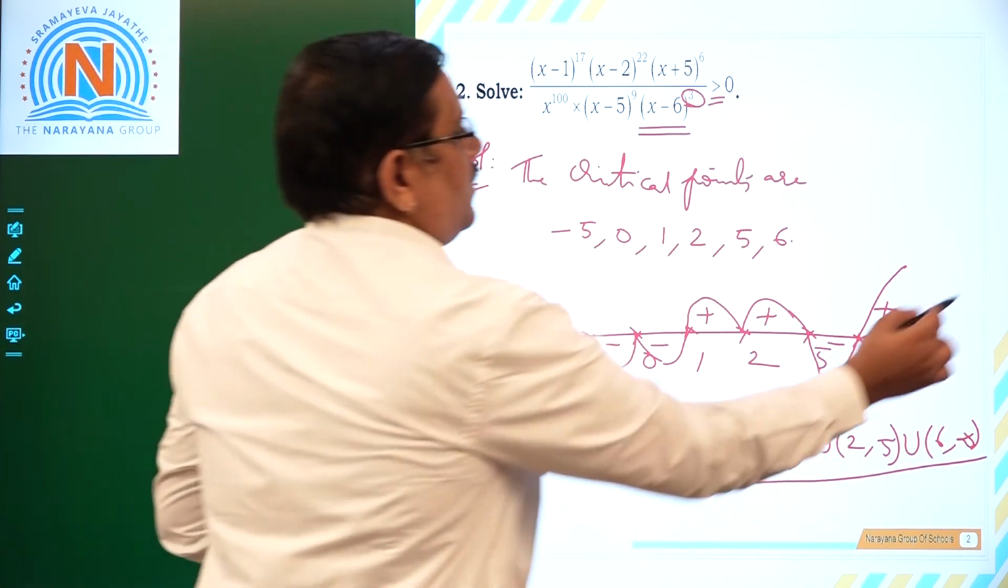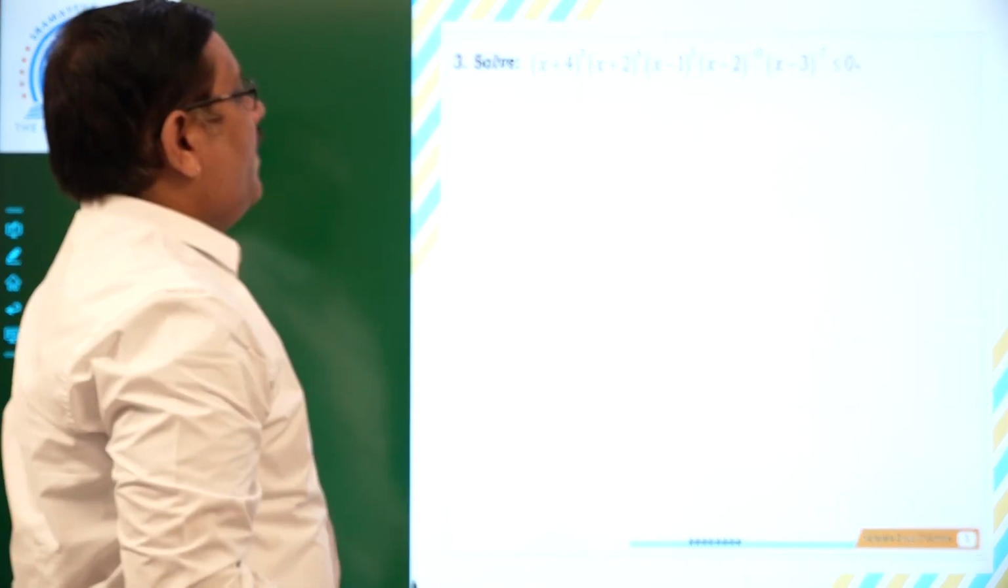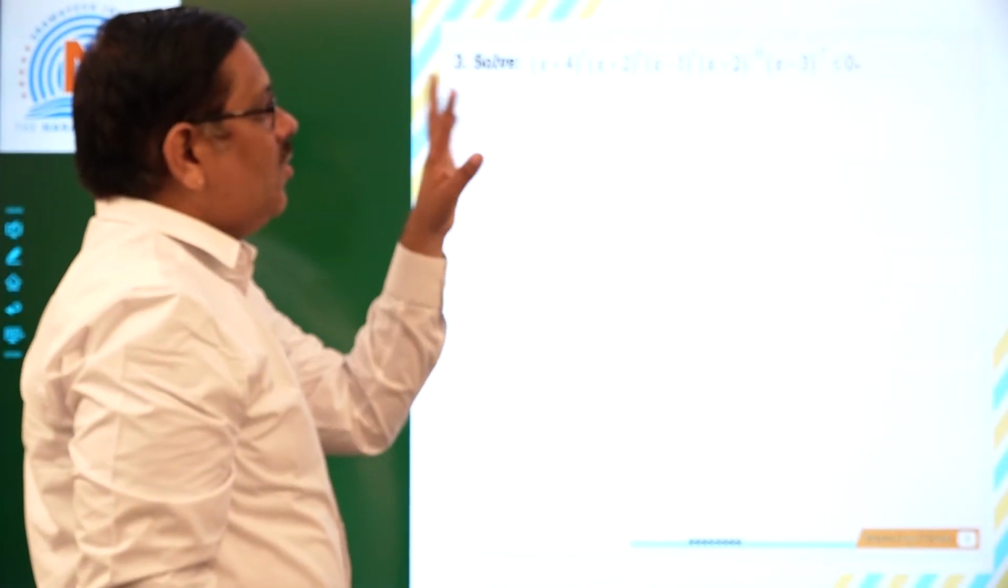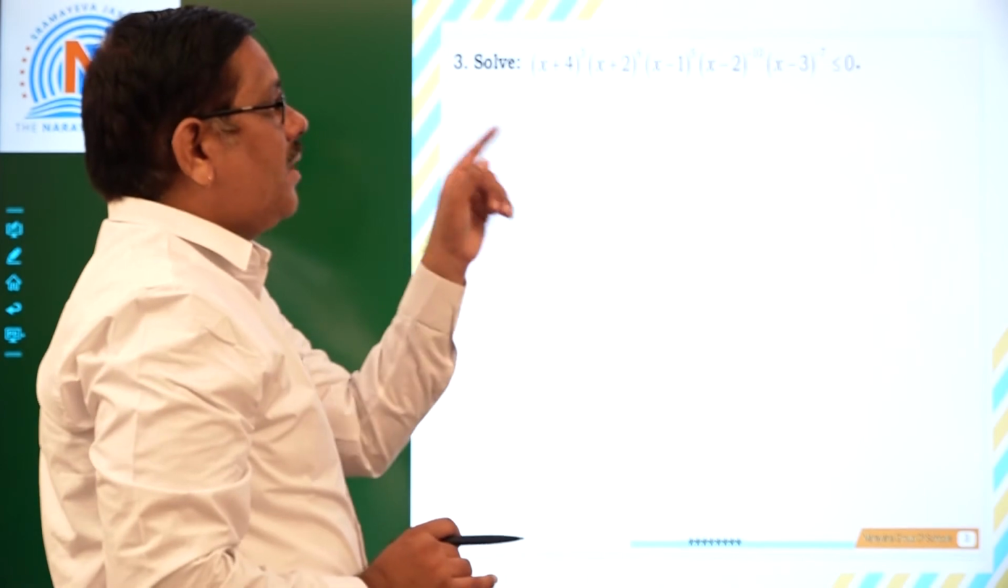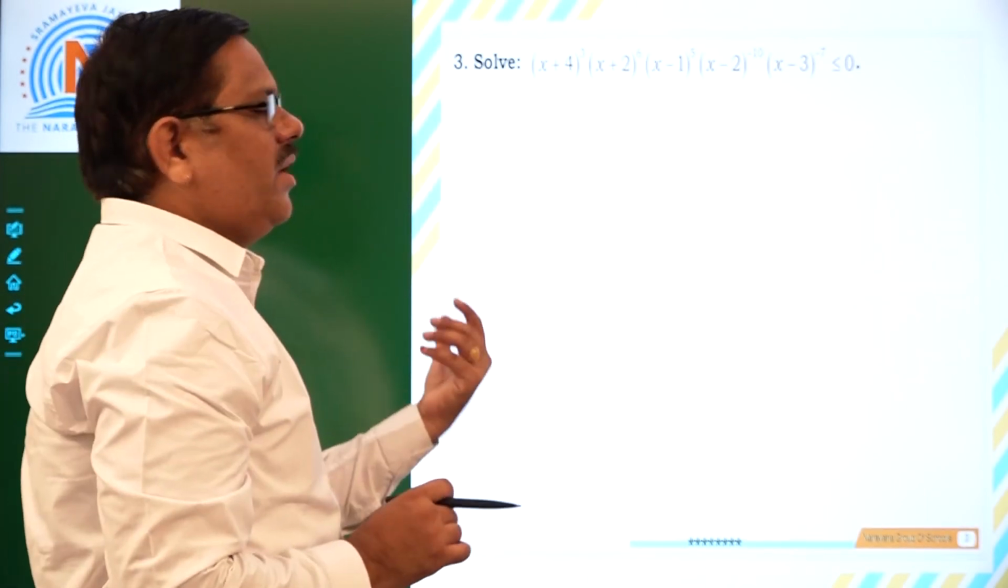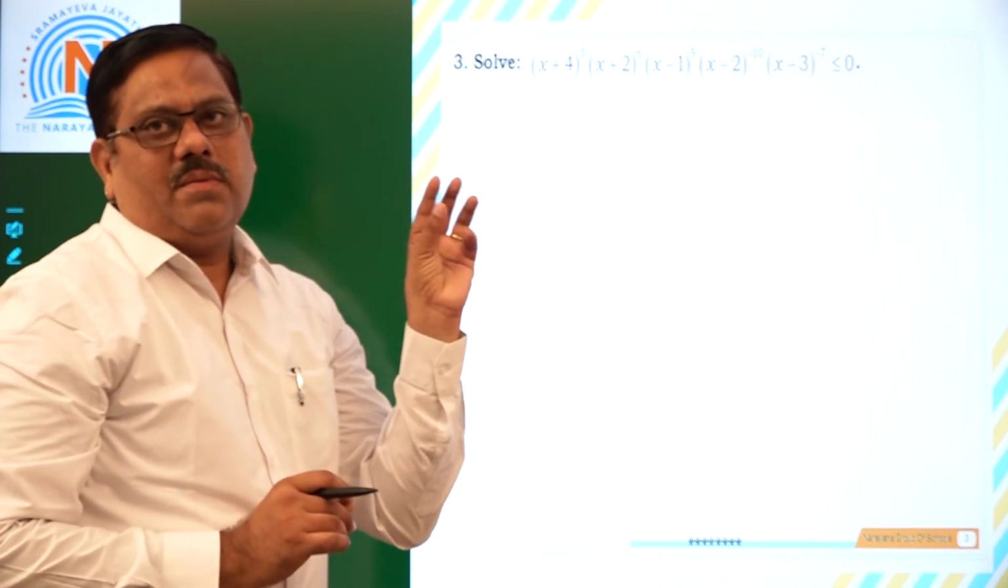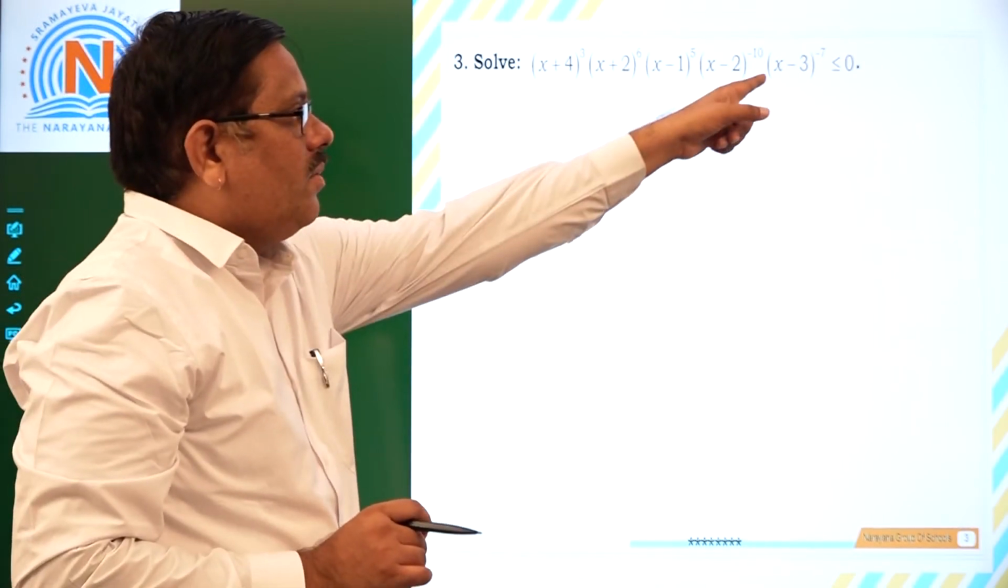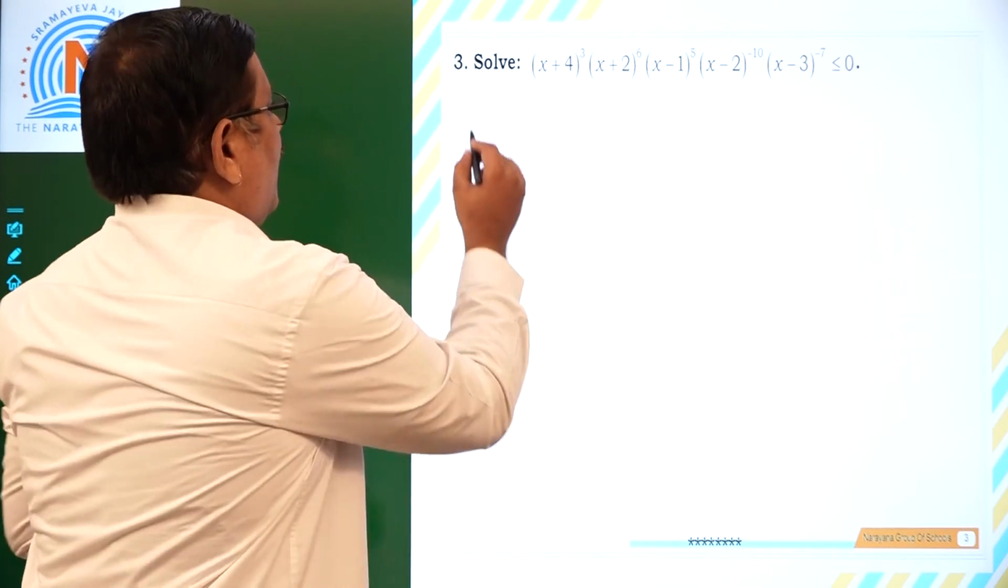Now let us see the next question. Solve (x plus 4) whole cube into (x plus 2) whole power 6 into (x minus 1) whole power 5 into (x minus 2) whole power minus 10 into (x minus 3) whole power minus 7. Actually till now we have seen the powers as positive integers, but here the powers are negative. So what to do? Let us see in this way.